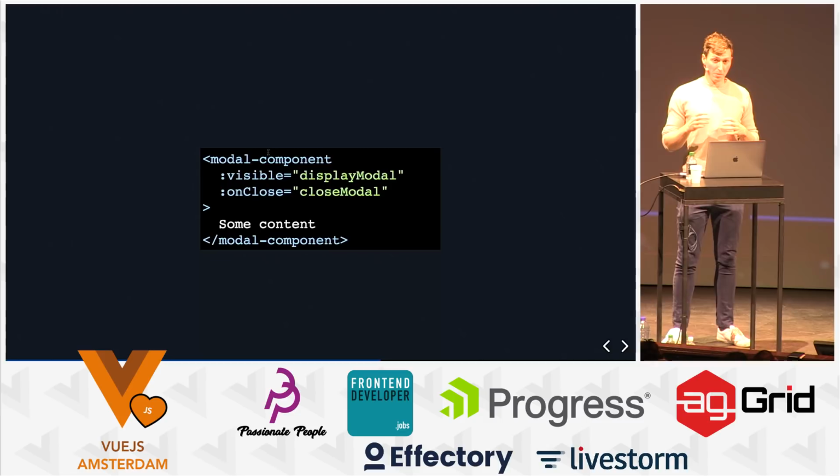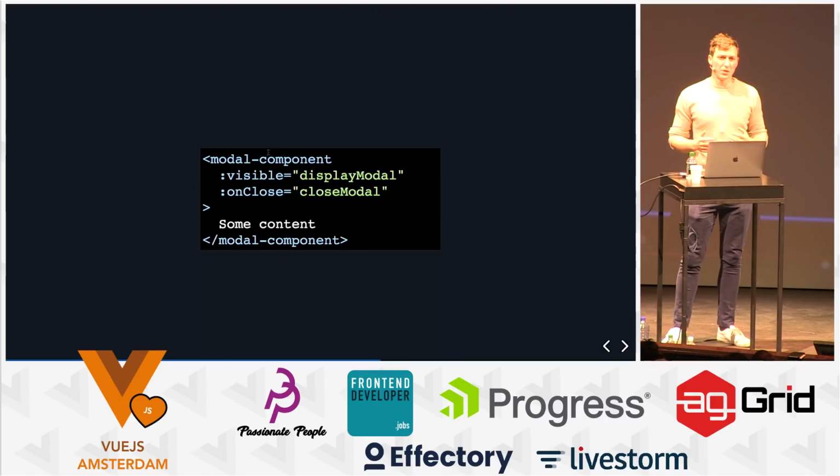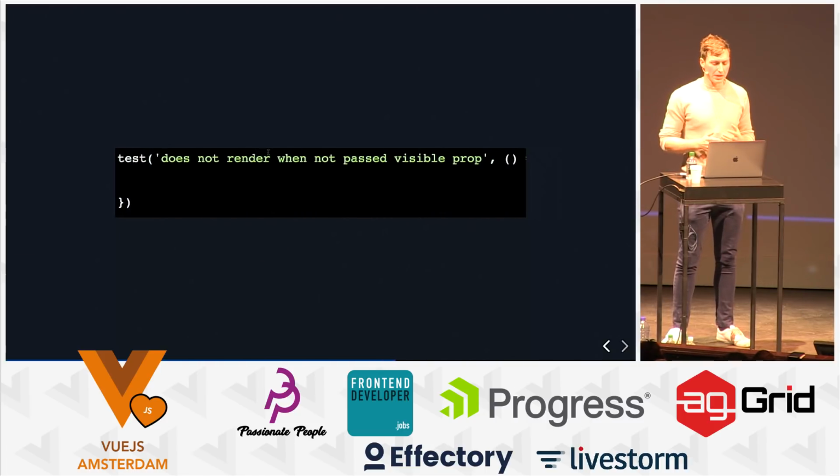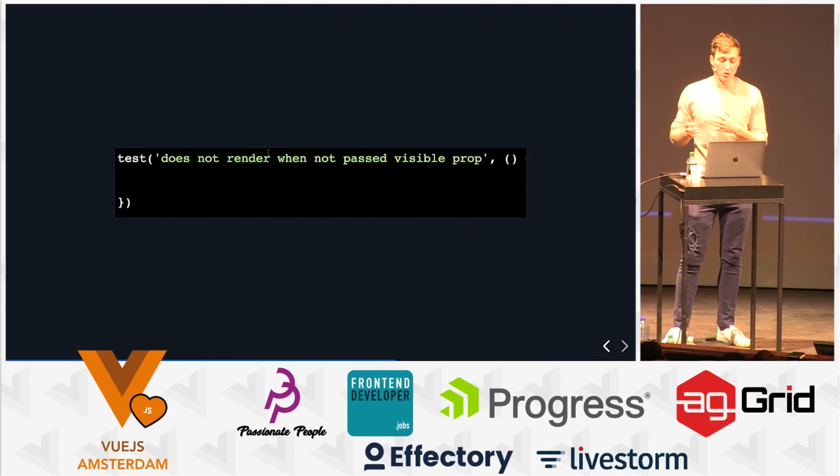So when we have our modal component, it's going to take a visible prop. And depending on whether that's true or false, it's either going to render or not render. And then we can pass it an on-close click handler. So this click handler is going to be called by the component when the close button is clicked. It's also going to take some slot content that it will render. So I think the first test we can write is that it doesn't render when not passed a visible prop.